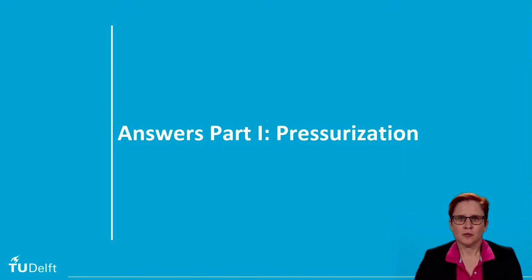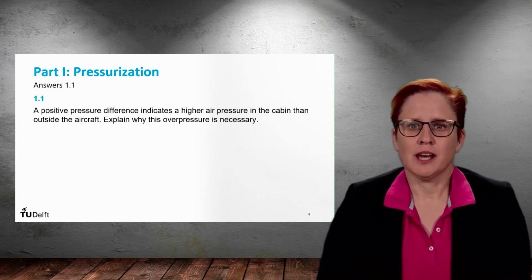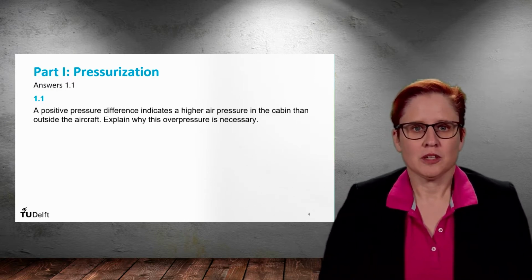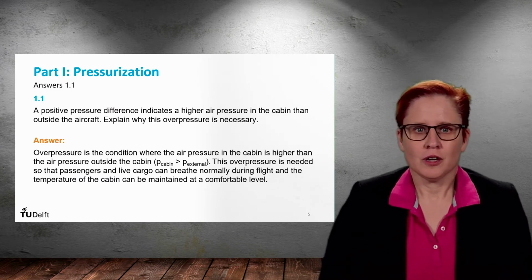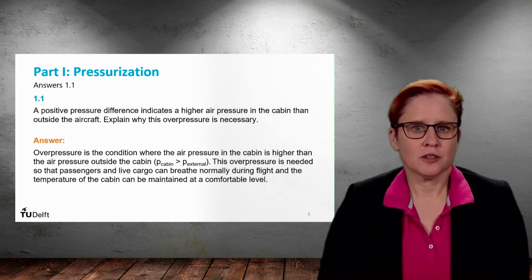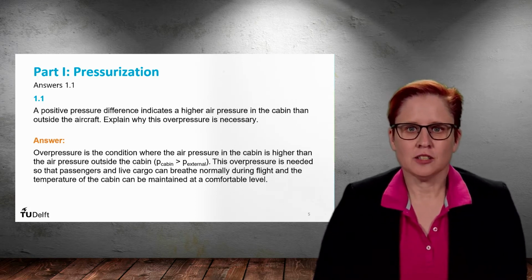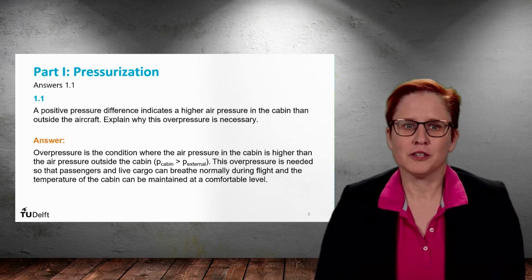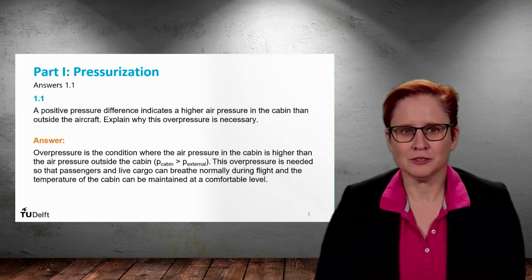So let us start with the answers to part 1 on pressurization. A positive pressure difference indicates a higher air pressure in the cabin than outside the aircraft. The question was, explain why this overpressure is necessary. The answer we were looking for is: overpressure is the condition where the air pressure in the cabin is higher than the air pressure outside the cabin, P cabin is greater than P external. This overpressure is needed so that passengers and live cargo can breathe normally during the flight and that the temperature of the cabin can be maintained at a comfortable level.